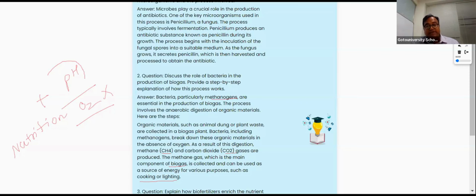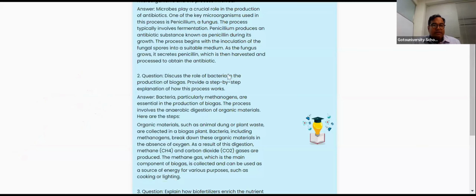The produced methane gas is collected from the industry exhaust, and from that particular vessel, whatever we are collecting, this methane gas is used for various purposes, right? This is the way we are using the methanogenic bacteria.